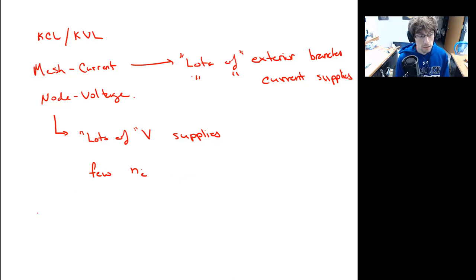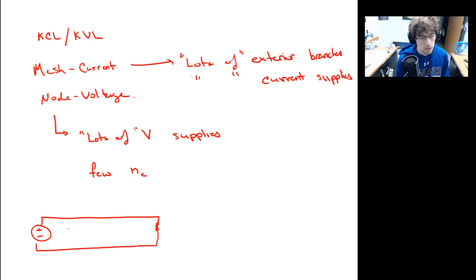Okay. So to give you an idea, I'll give you an example of each. Let's say for a moment you have a potential supply, okay, and you have a bunch of resistors. You notice that this would be a real bugger to do with mesh current, because we have 7 meshes, which means you'd have to solve a 7x7 matrix in order to get the appropriate values.